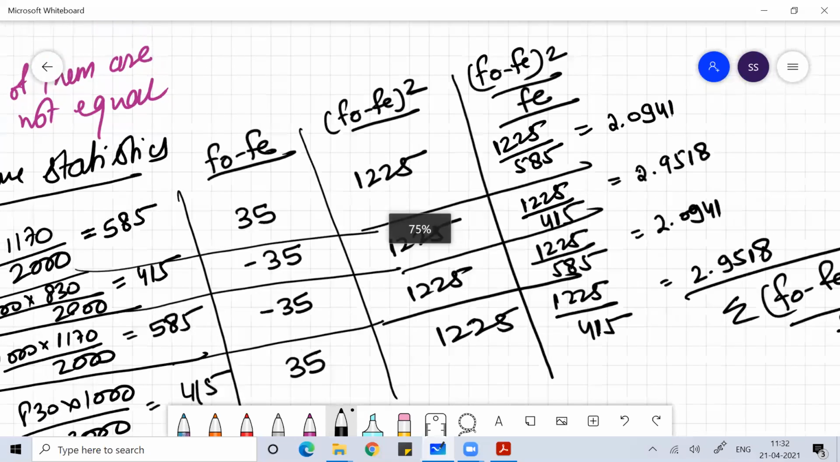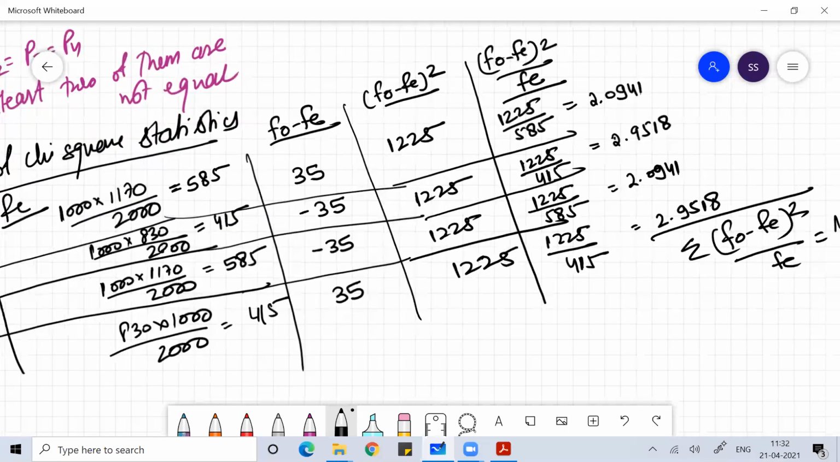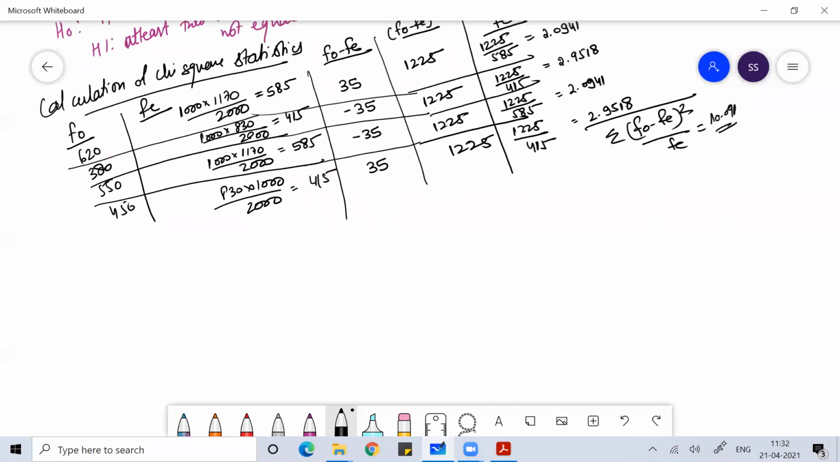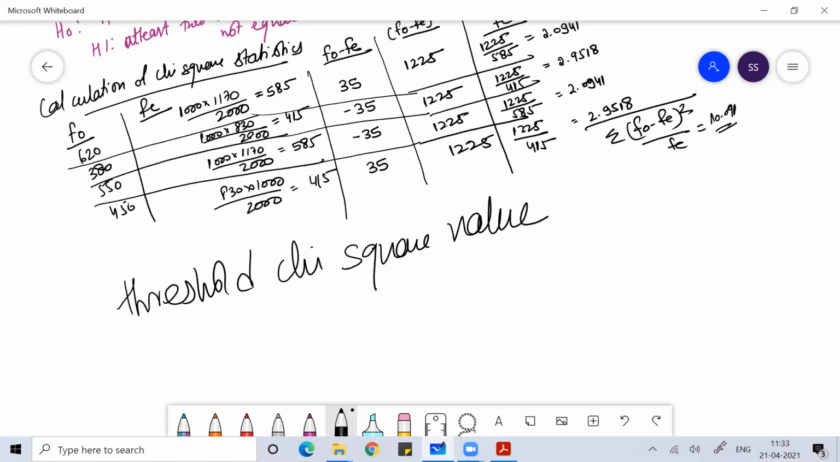So you do this calculation and you get 10.091. This is the calculation of the chi-square statistic: the sum of f naught minus fe whole square divided by fe. Once you get this value, compare this value with the threshold chi-square value.